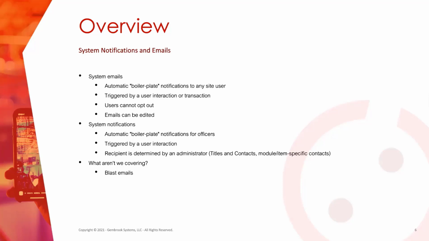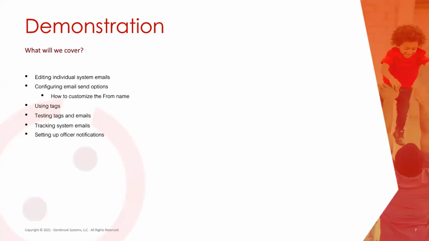We'll talk about all of the ways that you can configure them. We'll go over some very important and frequently asked questions about system emails. So let's go ahead and talk about our demo. We're going to start editing some individual system emails. We'll see how we edit those, what we can change, and what we can't change. We'll configure our email send options.